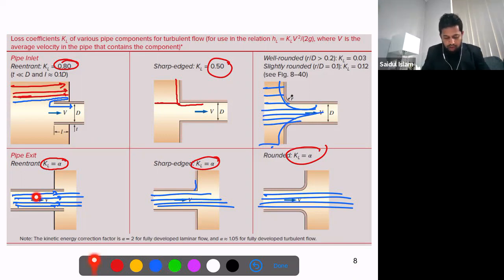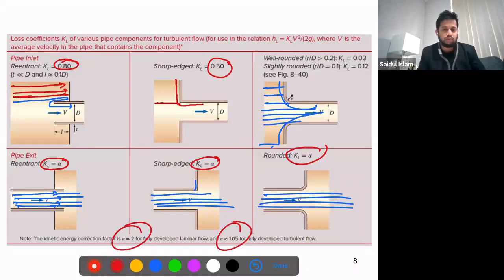And that's why when it is the pipe exit, we said it is always equal to the kinematic correction factor value. When it is laminar flow, it is equal to 2. For turbulent flow, it is equal to 1.05. So if you're solving a turbulent flow problem and you have an outlet, you can simply use 1.05. You need to take notes.